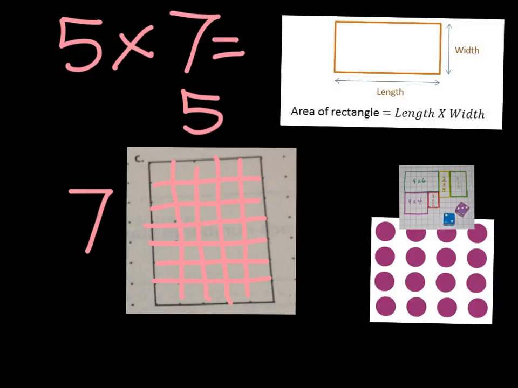And we can figure out the answer just like we've done with all the other arrays by counting. We can say 1, 2, 3, 4, 5, 6, 7, 8, 9, 10, 11, 12, 13, 14, 15, 16, 17, 18, 19, 20, 21, 22, 23, 24, 25, 26, 27, 28, 29, 30, 31, 32, 33, 34, 35. So our answer would be 35. And that's all you need to do to be able to find the area using arrays.